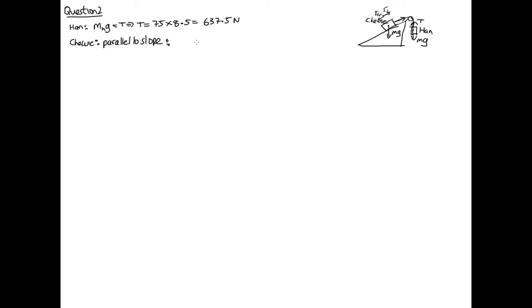Parallel to the slope, we've got the tension going upwards, and that is 637.5. And then this weight force has a component down the slope that way. So then we've got minus m, in this case Chewie's mass, mg sine theta. And then we've got plus or minus the friction, and that equals 0. So let's work out what this is.